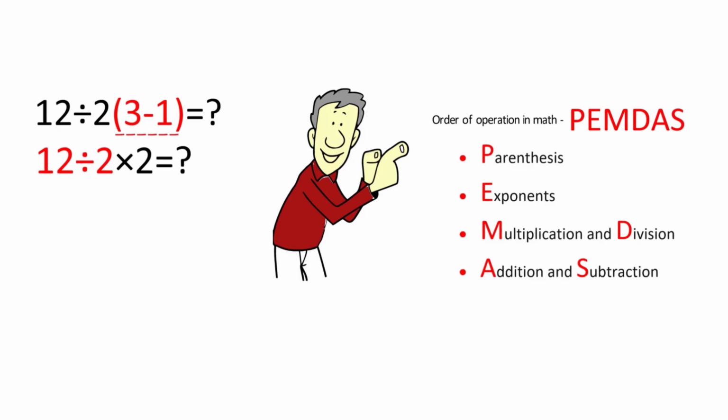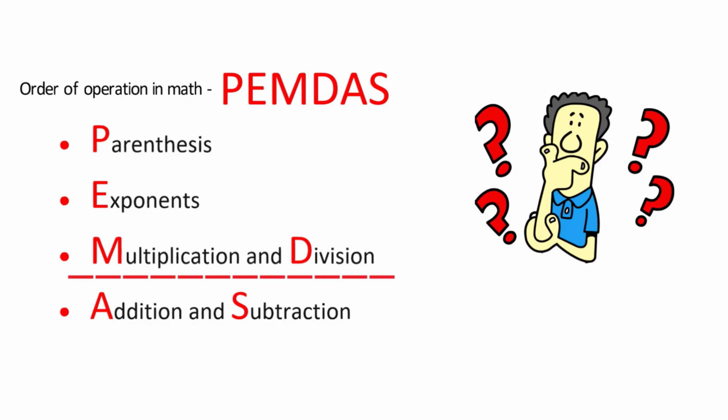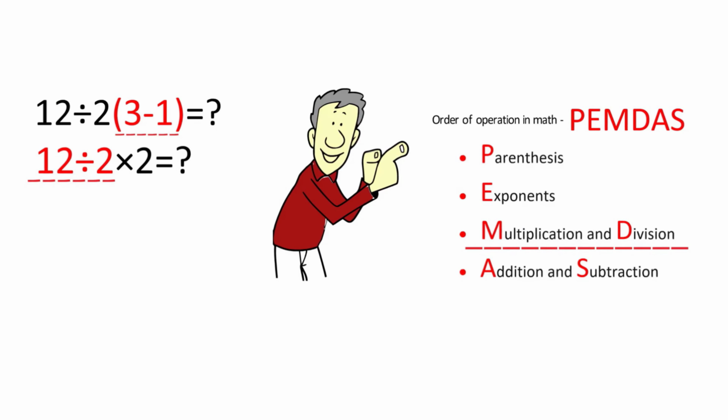PEMDAS tells us that we need to do multiplication and division. But what the order doesn't mention is that we need to do it from left to right. And what's interesting, the acronym itself is a little bit confusing because it shows multiplication first and then division. But in our case, we need to do division first and divide 12 by 2, and then do multiplication.